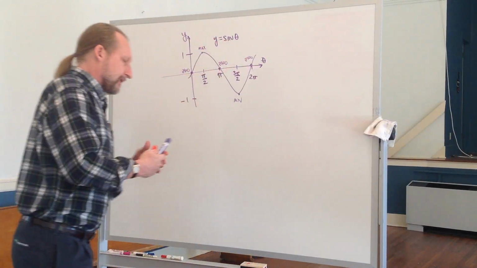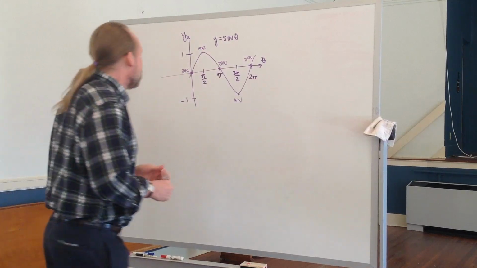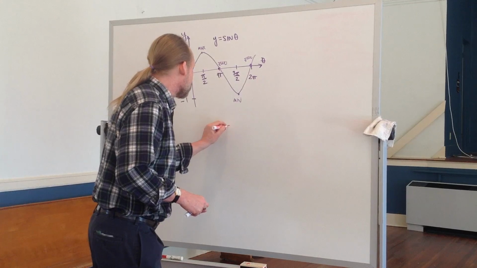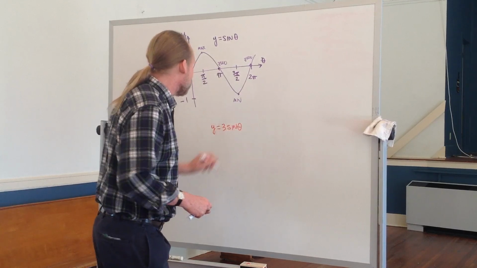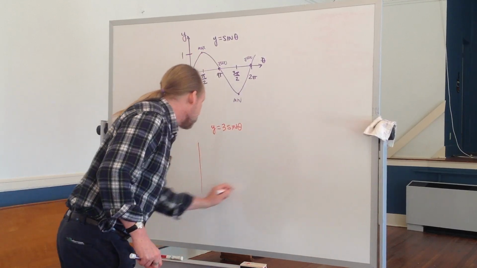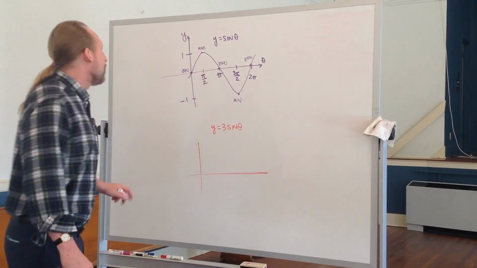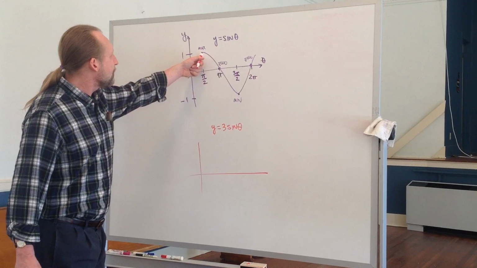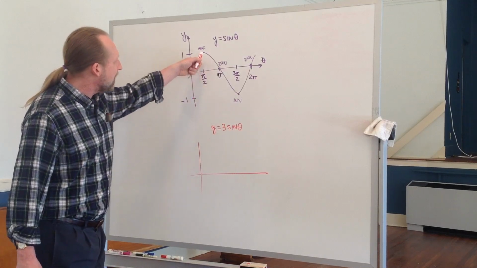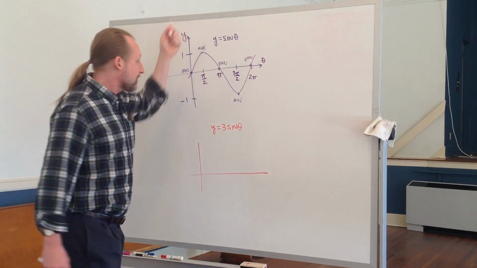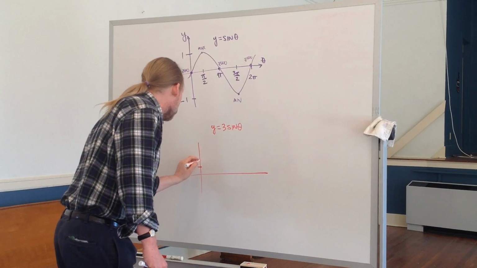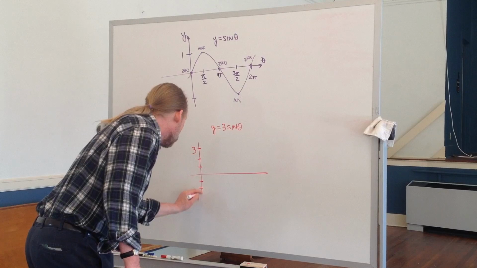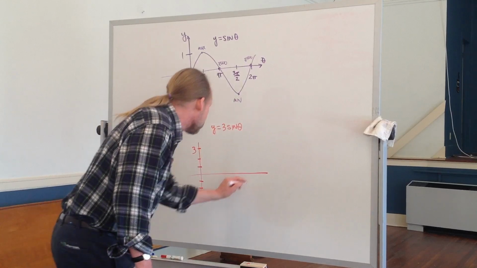And then let's consider what if we had a graph that said, oh, y equals 3 sine theta. Well, what would happen is that all of those, we would find the value of sine theta, and then we would have to multiply it by 3. So instead of the maximum being 1, the maximum would be up at 3. 1, 2, 3, there's that. And then the minimum would be down at negative 3.